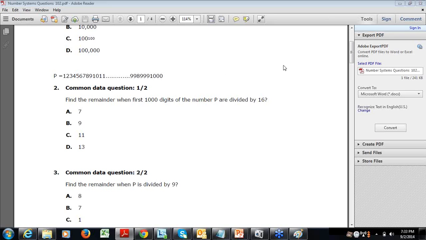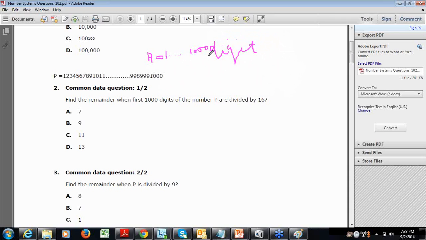Everybody is clear with this? So we are doing the same. So we are finding out, see, this is a number A which has 1000 digits. So 1, 2, 3, 4 till 1000 digits you have. 1000 digits you have for this number.